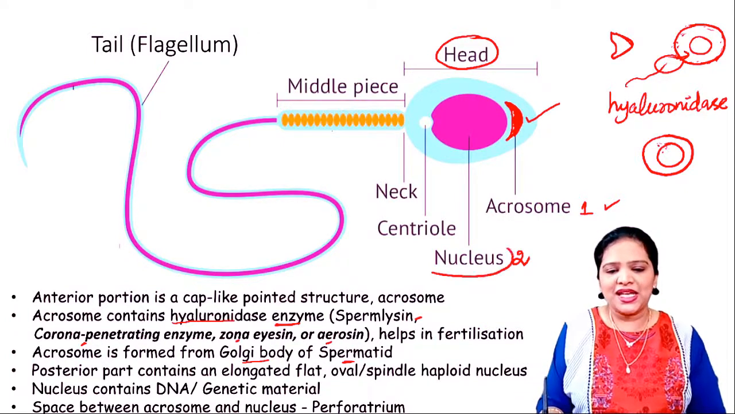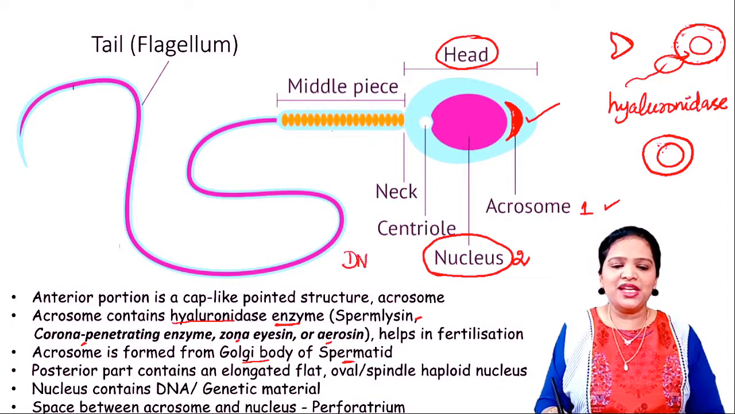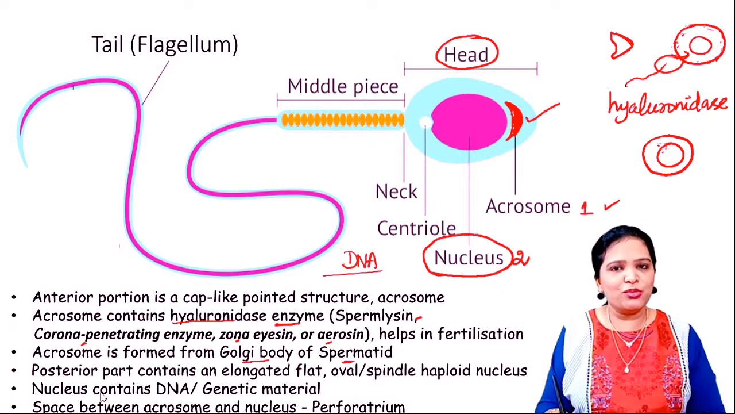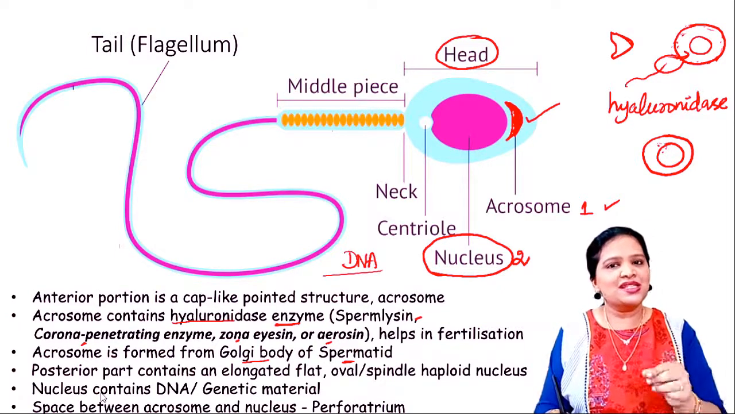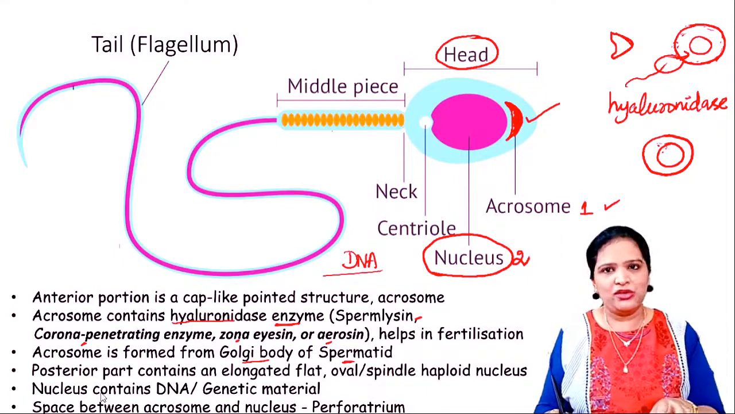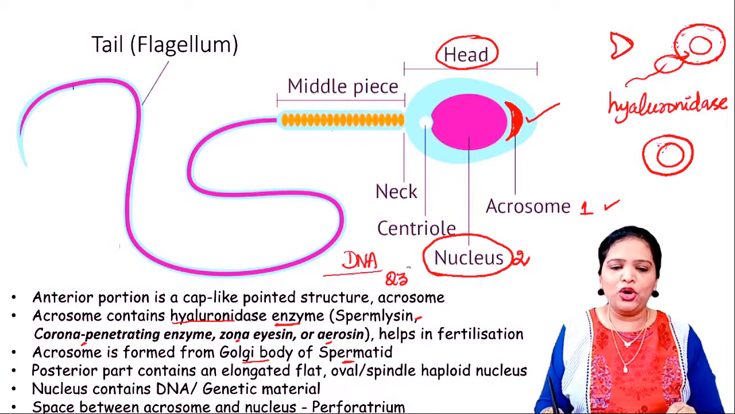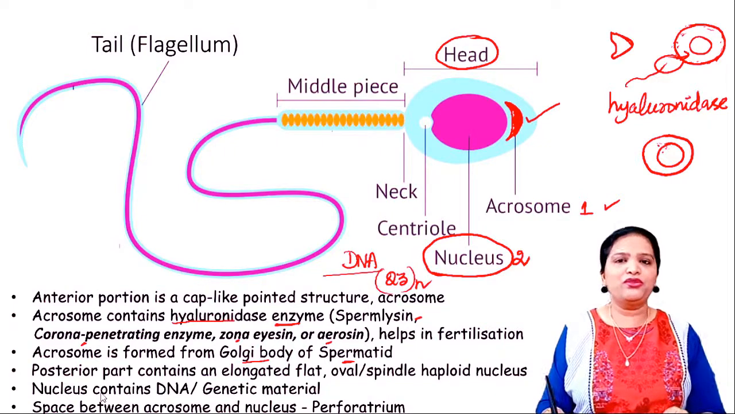They present a nucleus. So what is present inside the nucleus? They contain the genetic material, that is the DNA or the chromosomes. Because this is a sperm which carries the DNA, half of the genetic material which is needed for the baby to develop, right? So this genetic material is haploid. That means 23 number of chromosomes.